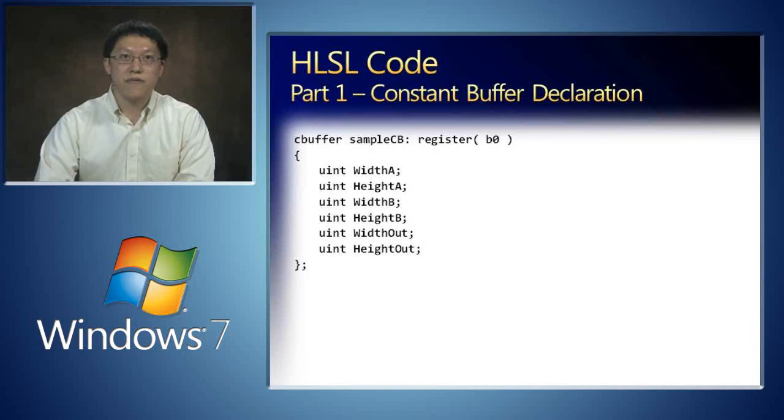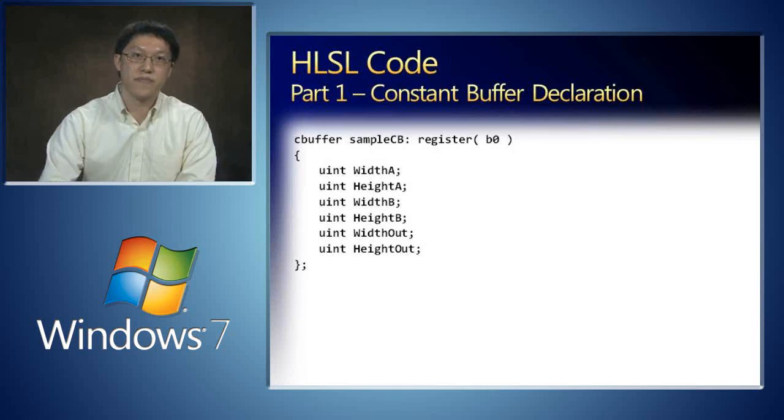I want to first start with some HLSL code. HLSL is the High-Level Shading Language for Microsoft DirectX, and this will give you what we need to build on the host side to compute matrix multiply on the GPU. First, I start off with the constant buffer declaration. You can think of this as the parameter data that's being passed from the CPU to the GPU. And here we have the heights and widths of the input and output matrices.